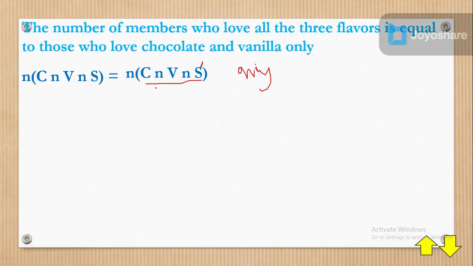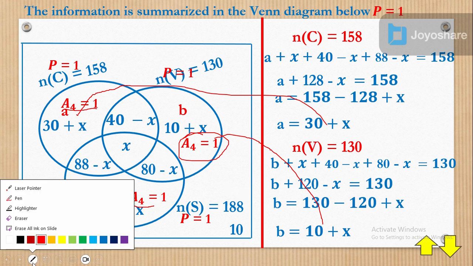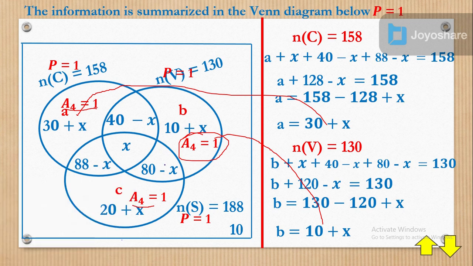Where is the location of chocolate and vanilla only? Let's go and see it there. Chocolate and vanilla only is here. Let me use purple. Chocolate and vanilla only, where are you? It is this area here. Then the one for all the 3 is this area. So the logic part is coming from that. They are equal, so you equate this equal to that, so that you can go on.